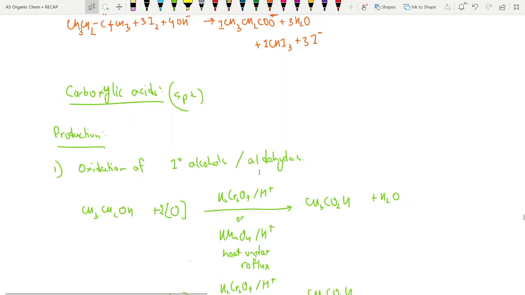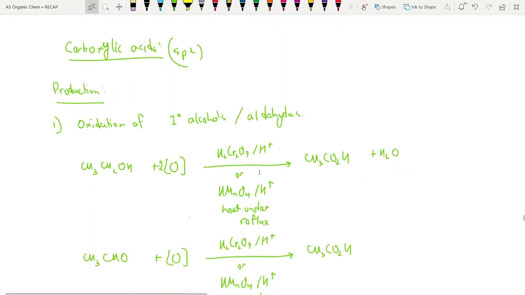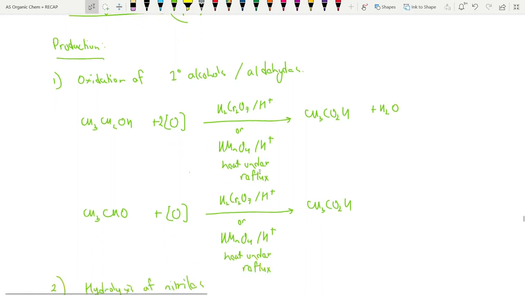So the next thing on our list is carboxylic acid, right? These are all sp2 hybridized carbons, 120 degrees. So how do we produce carboxylic acids? Either by oxidizing 1 degree alcohols or aldehydes using acidified K2Cr2O7 or KMnO4 plus heat under reflux. Very few reactions require heat under reflux, basically oxidation of alcohols and esterification. In the other ones, you can just apply heat, it's going to be fine.